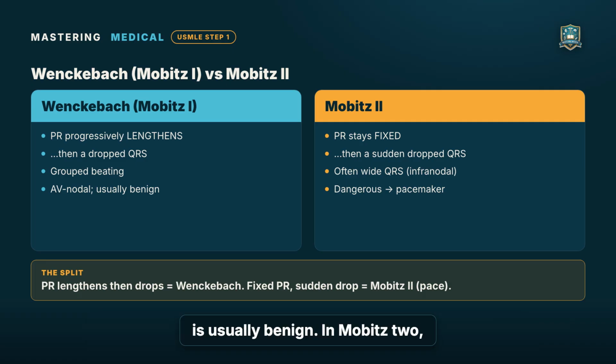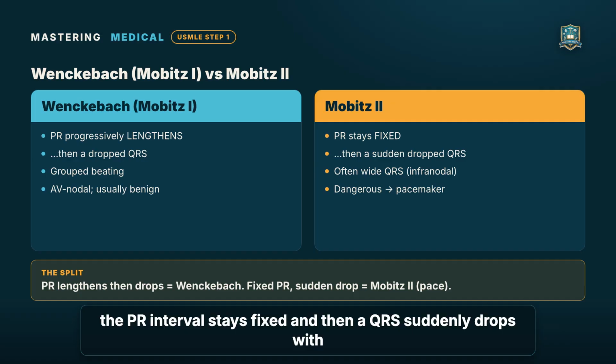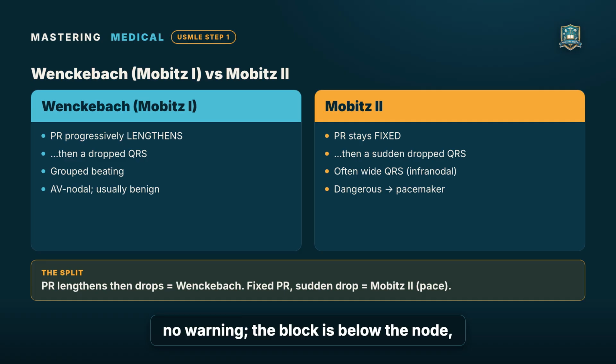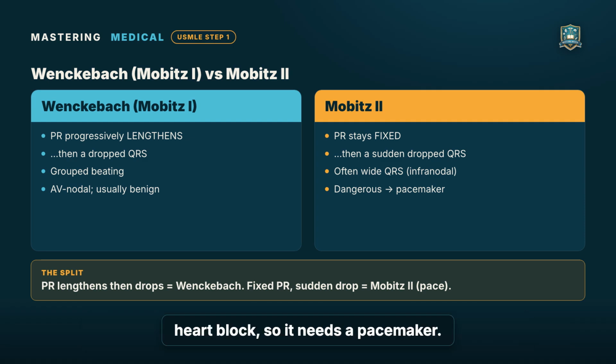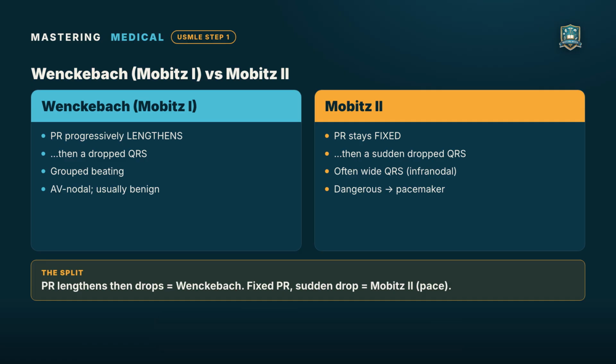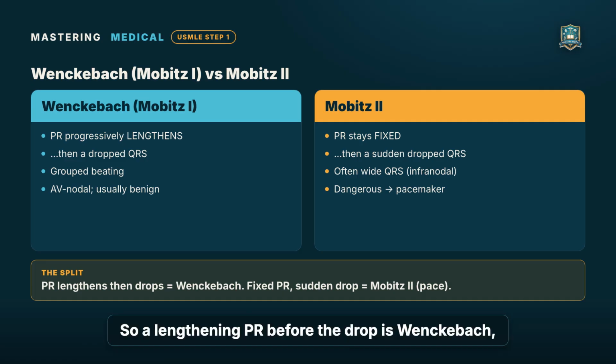In Mobitz II, the PR interval stays fixed and then a QRS suddenly drops with no warning. The block is below the node, the QRS is often wide, and it tends to progress to complete heart block, so it needs a pacemaker. So a lengthening PR before the drop is Wenckebach, while a fixed PR with a sudden drop is Mobitz II.